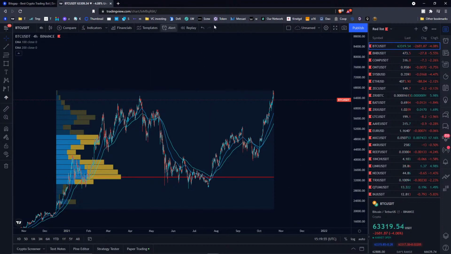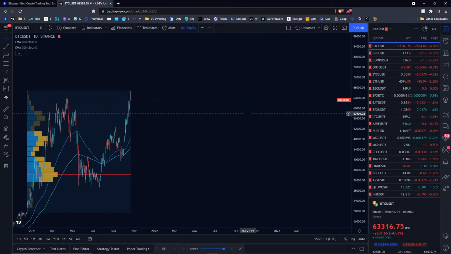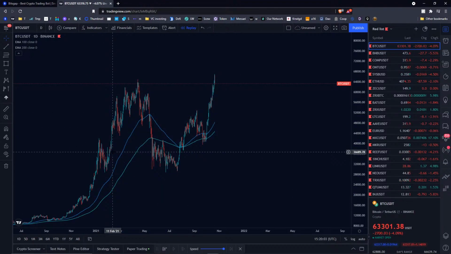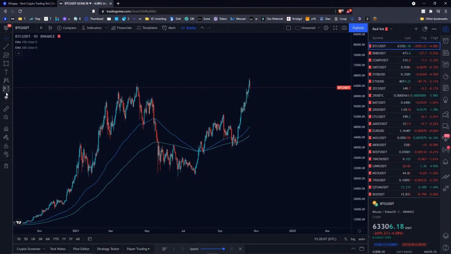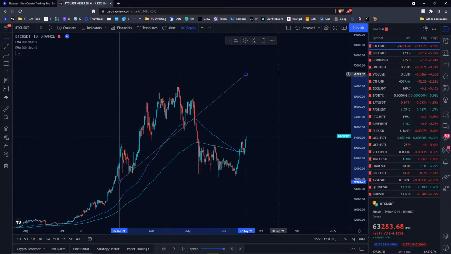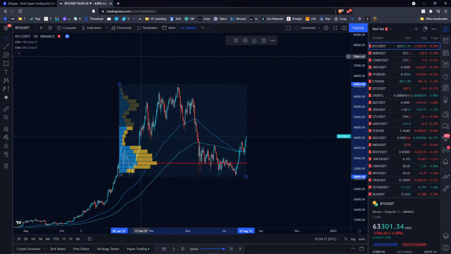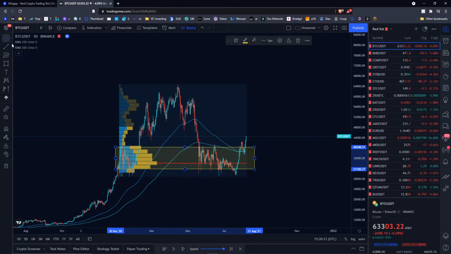So let's have a replay. Okay, let's use the daily chart in that case. Delete. So let's say we are trading over here. Let's use the volume profile. So you see, according to the volume profile, we had the most interest trading here.